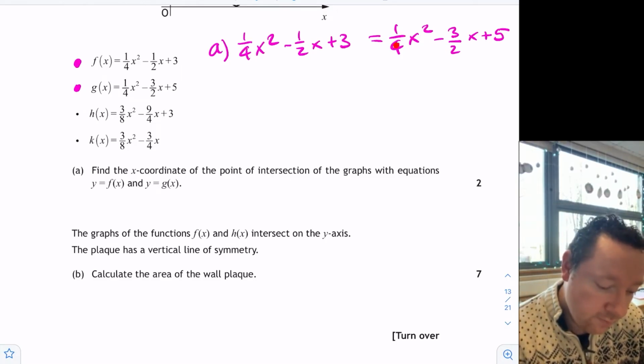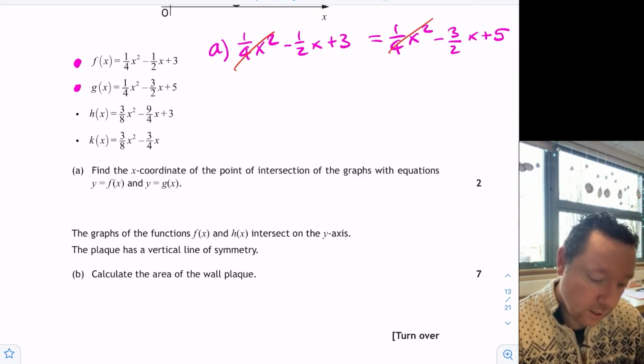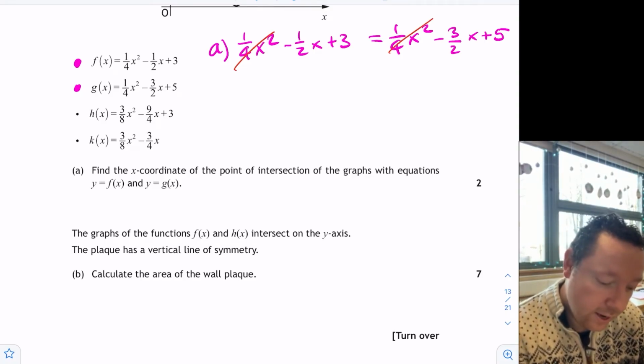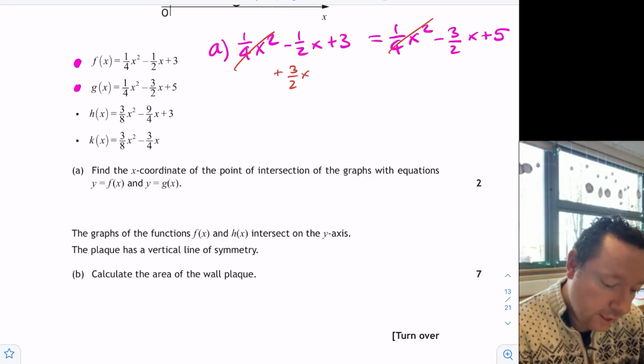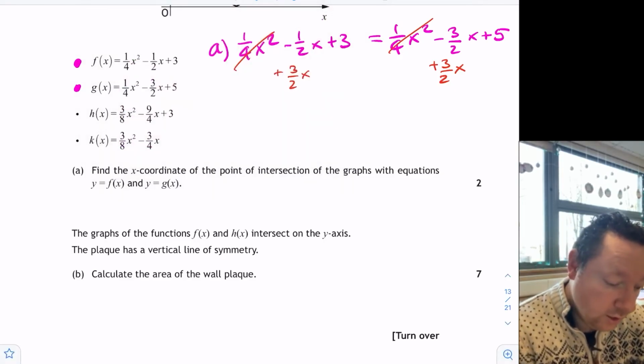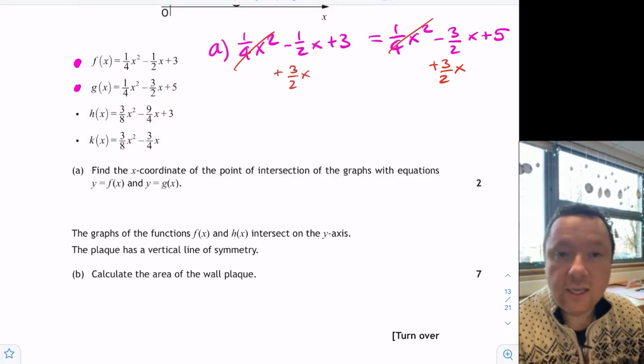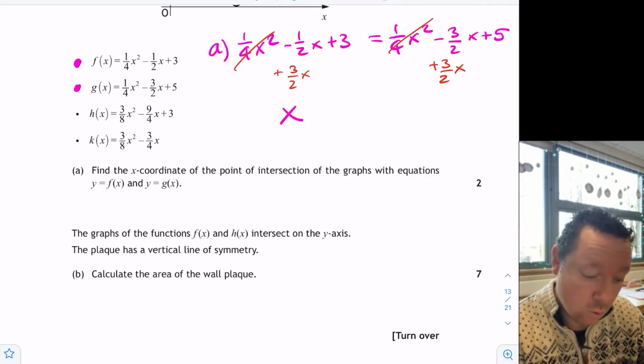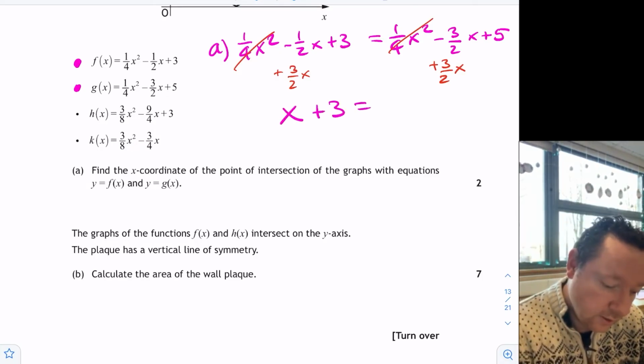Notice if you've got the same thing on both sides, they just automatically cancel. So immediately I can get a red pen and say, that's the same as that, same sign and everything, so I can cancel them. I've got minus a half x, so I can add 3 halves x to both sides, and that will get rid of it on this side. Let's do it in stages. 3 halves take away 1 half is 2 halves, which is 1. So that just gives us x on this side plus 3 equals 5.